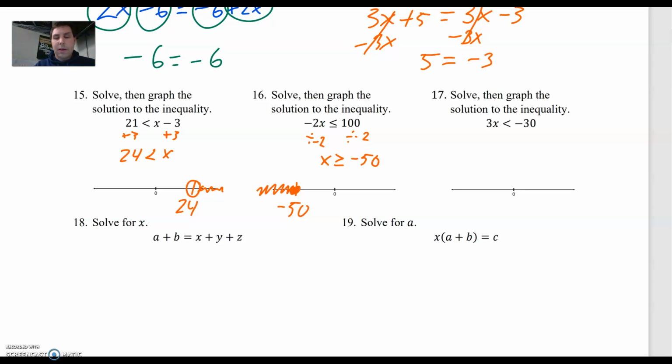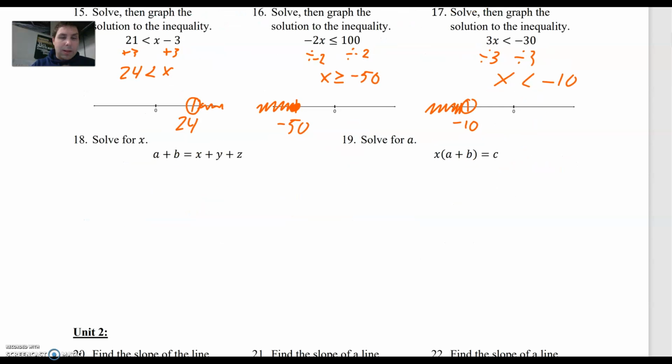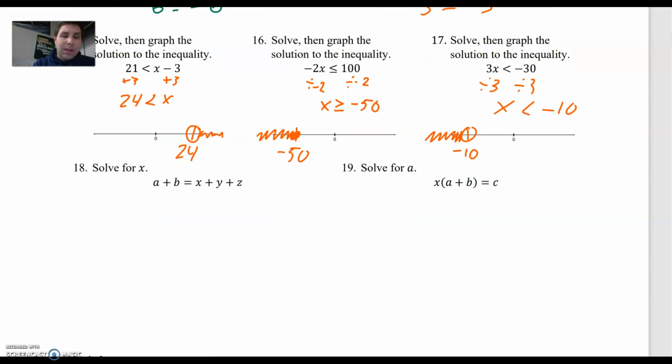For 17, if I divide by 3, you'll see that I don't have to flip because I didn't multiply or divide by a negative. But this one is x has to be less than negative 10. I'll go to negative 10. Open circle because there's no equal bar, and then everything less than negative 10 would be everything on the left. And that's it.